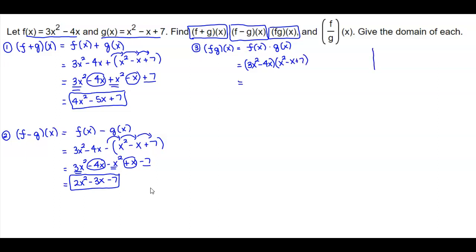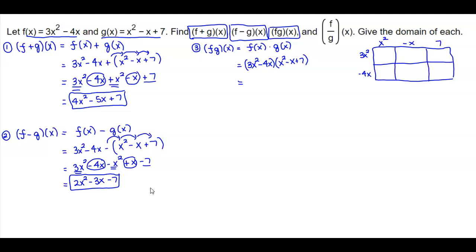What does that equal? You can multiply it however way you want. I'm going to use the box method here. In the first factor, we have two terms: 3x squared and minus 4x. That gives us two rows. The second factor we're multiplying by has three terms: x squared, minus x, and plus 7. So that means we're going to have 3 columns.